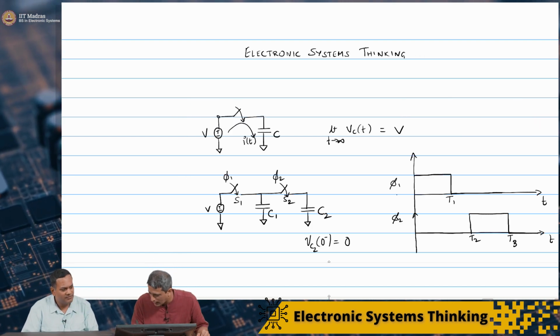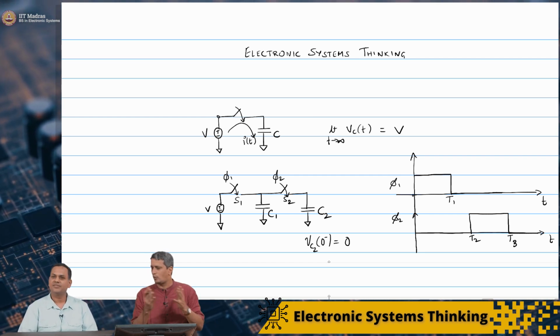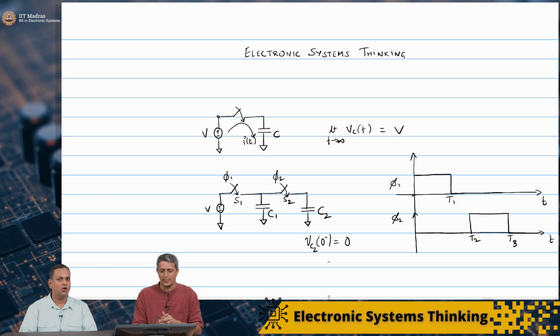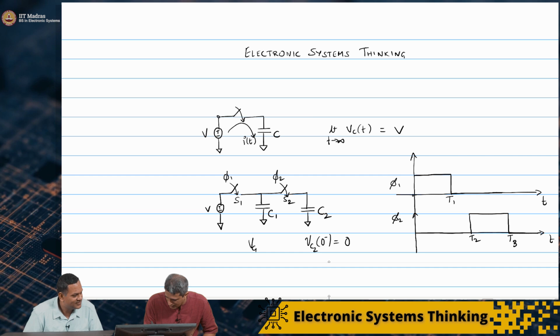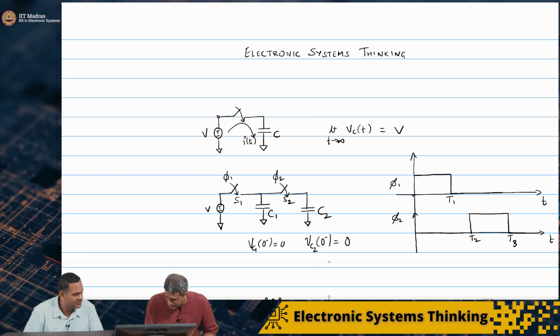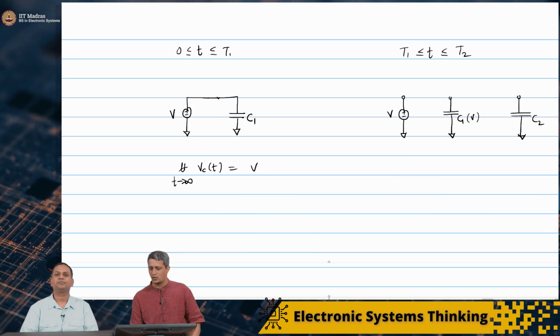Exactly. So we are looking at, on this axis, somewhere just to the left of 0. What is the value on these capacitors? We are also saying VC1 of 0 minus is also equal to 0. Okay, great.